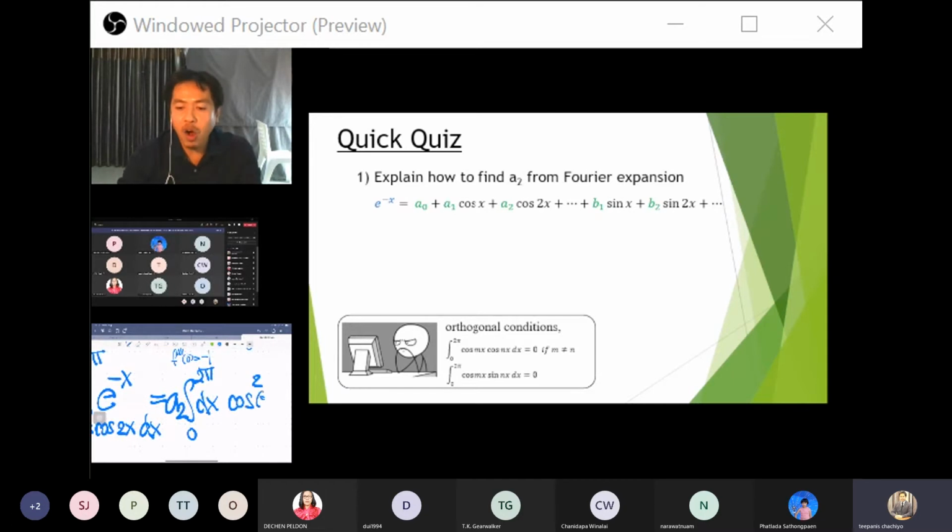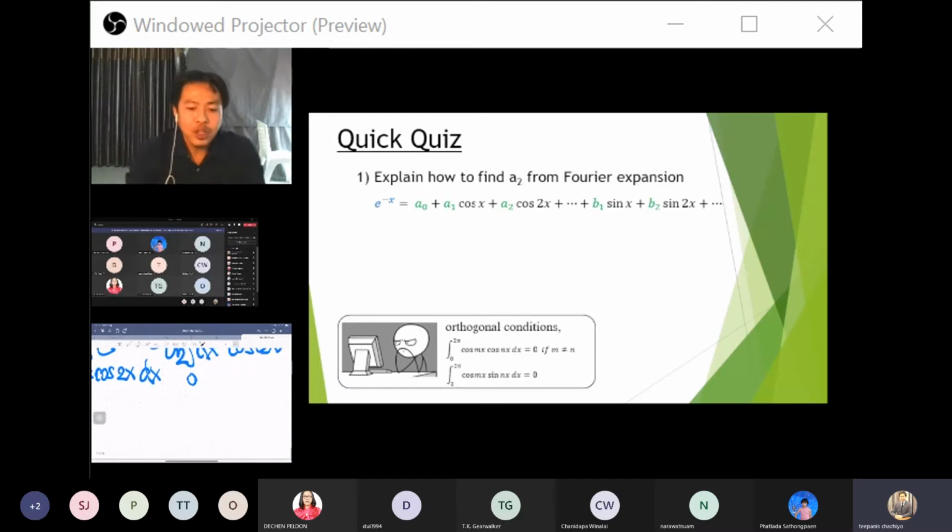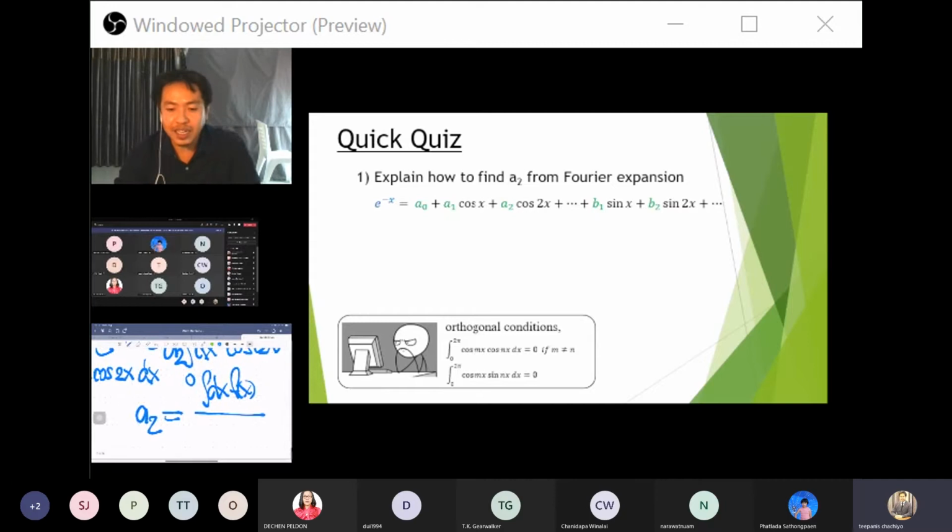Cosine square of 2x. Why square? Because we are multiplying the cosine 2x 2 times. And that's how you get this formula for A2: the integration of the function that you are studying times cosine 2x, and then the integration of cosine square of 2x dx.